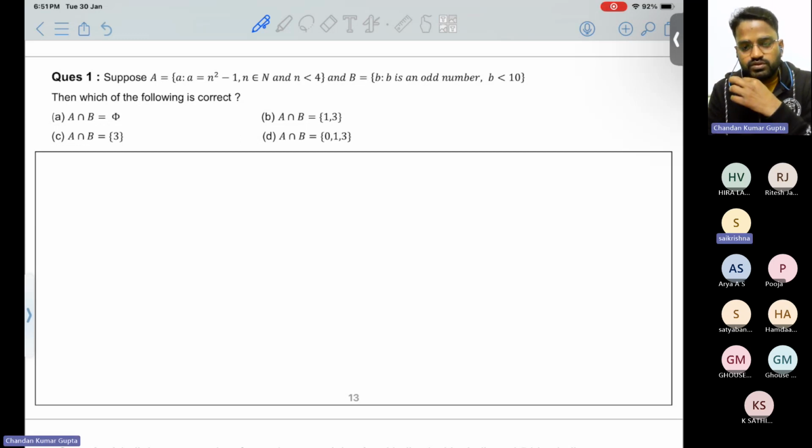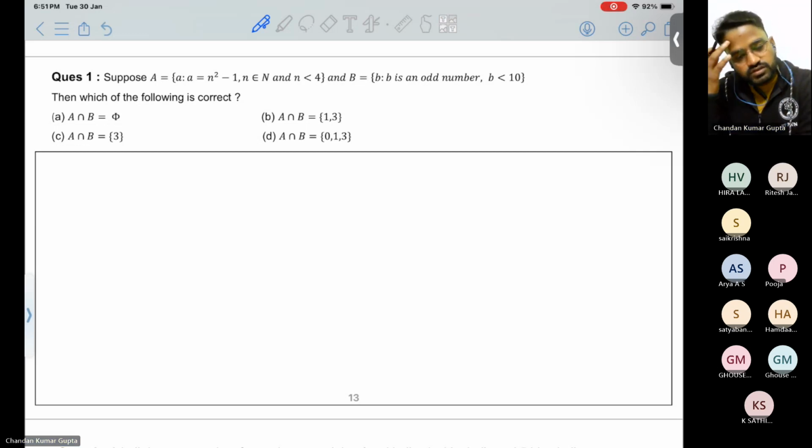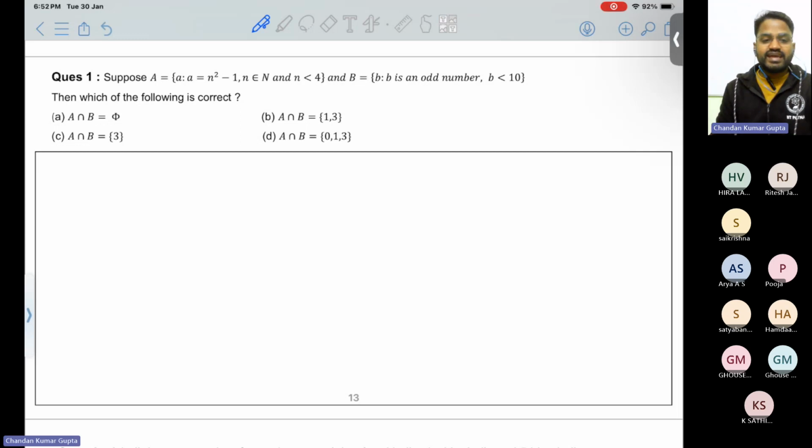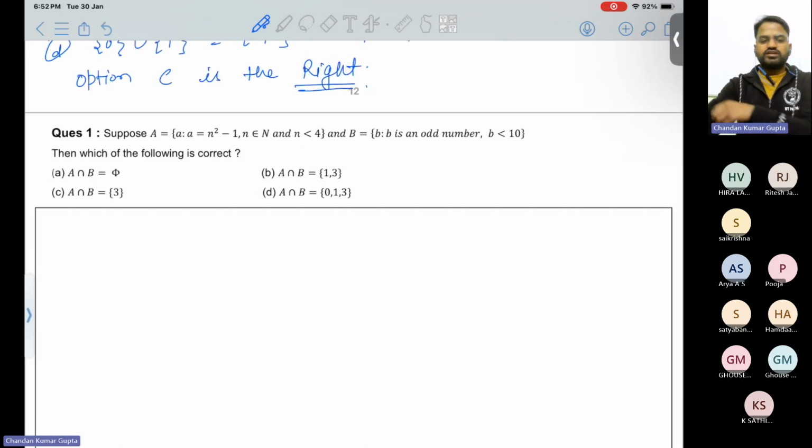Sir, can you please tell me the exact difference between A and A complement? I clearly can't understand. Can you repeat once? A and A complement, what is the difference exactly? Okay, I can show with the help of sets.